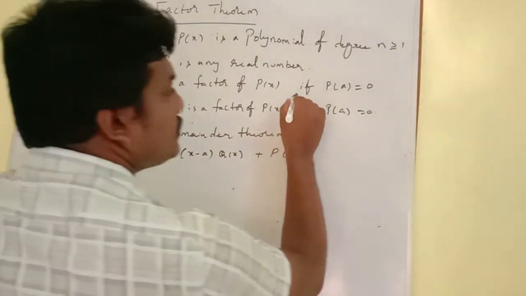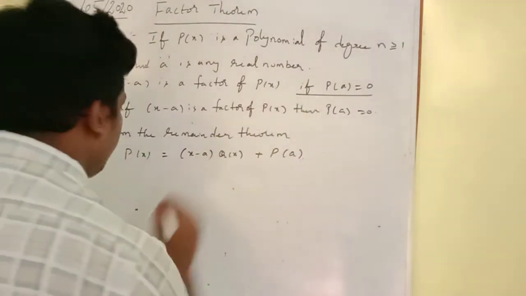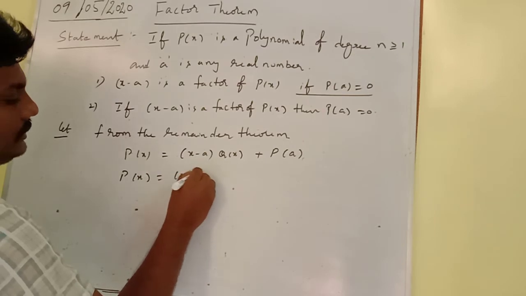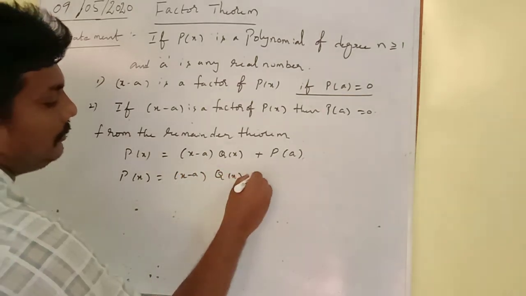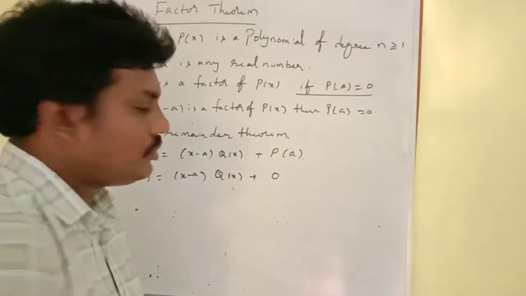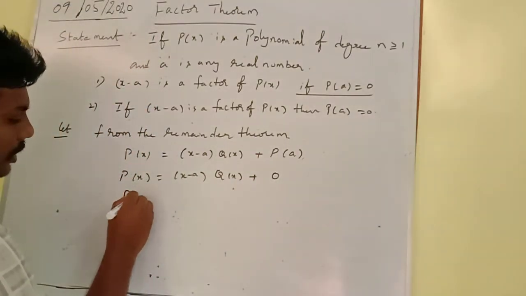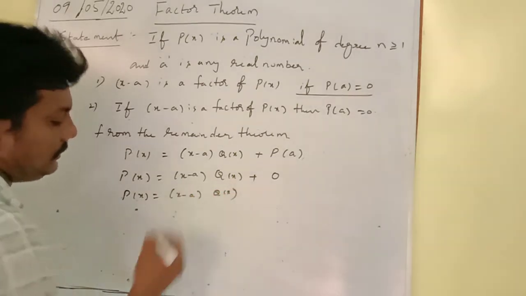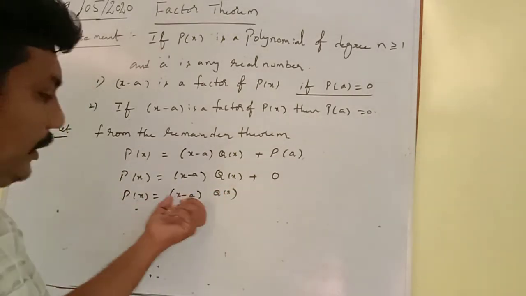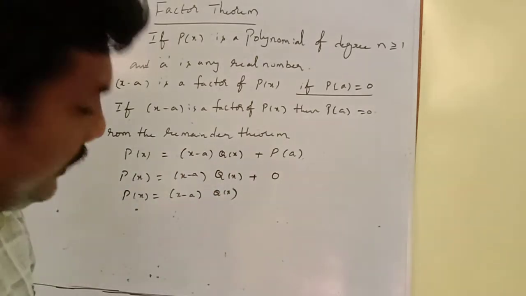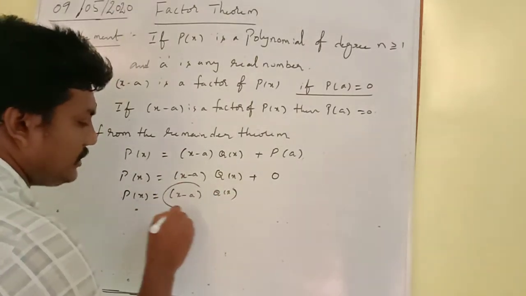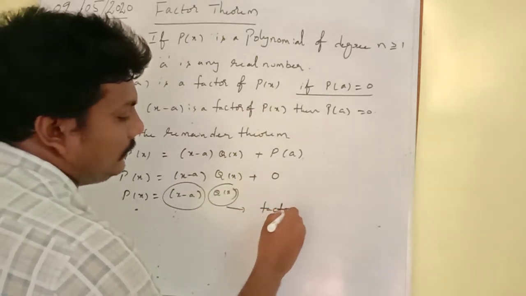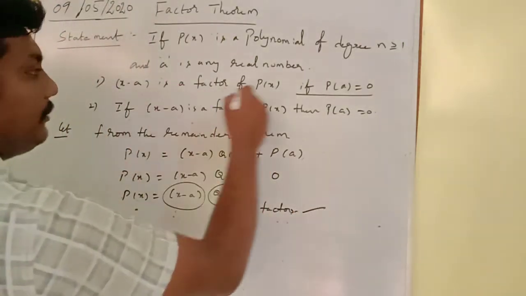So if p of a is equal to 0, first condition, let p of a equal 0, then p of x is equal to x minus a times q of x plus 0. So p of x equals x minus a into q of x. That means p of x is the product of x minus a and q of x. Hence x minus a is a factor. These two are called factors. Now the first statement is proved.